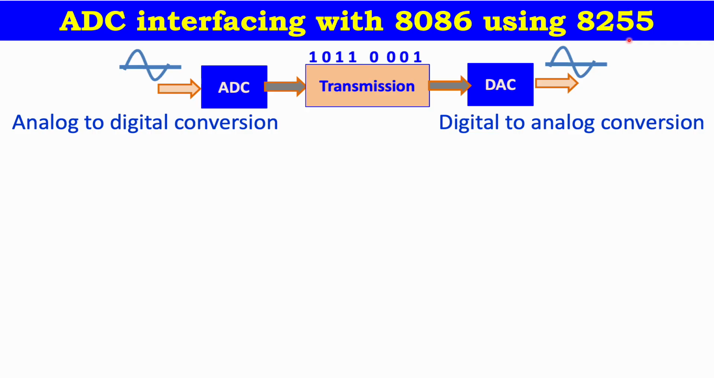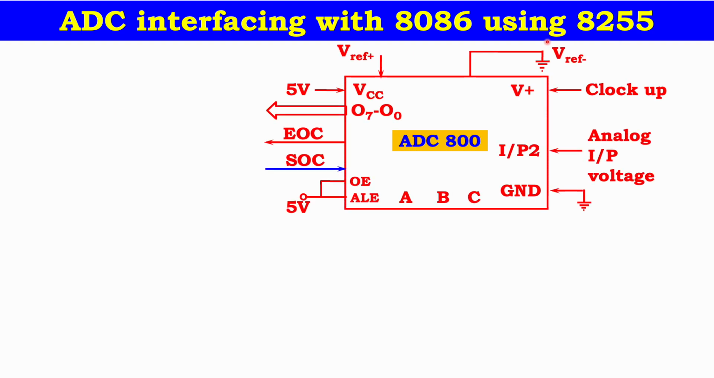Let us see how the interfacing can be done for an ADC in an 8086 using 8255. We will see one by one, step by step. So this is the ADC. Students, please remember that the analog to digital conversion is done only by the ADC IC. So this is the ADC IC. This IC will convert the analog input to a digital output of 8 bits, that is output 0 to output 7. So this is the conversion of an ADC.